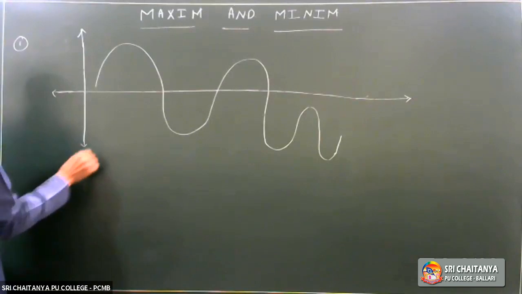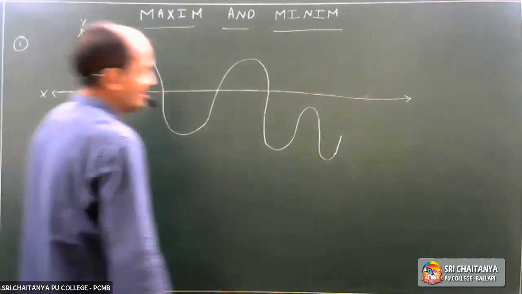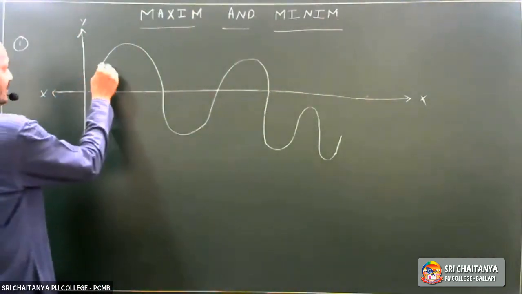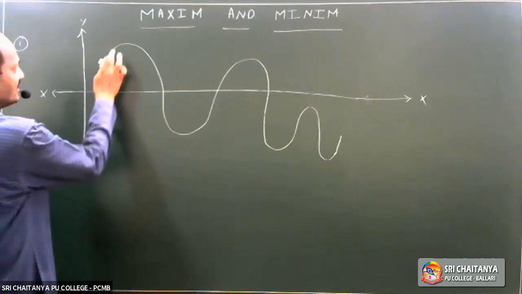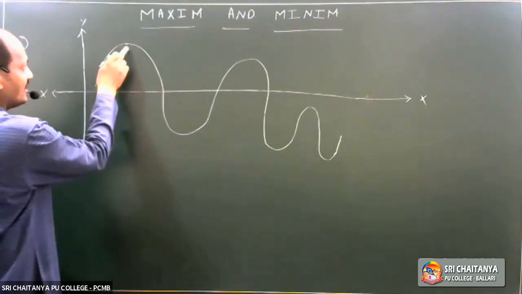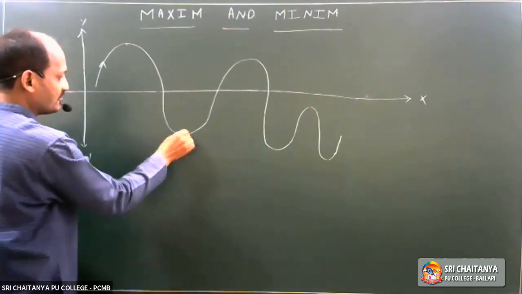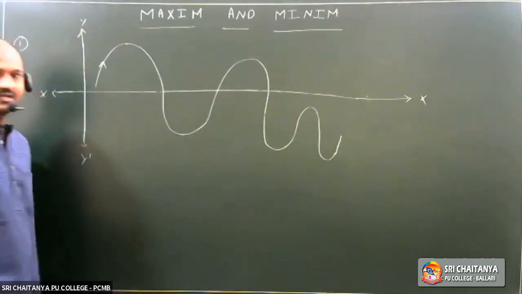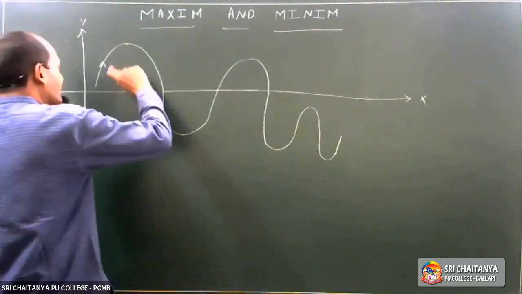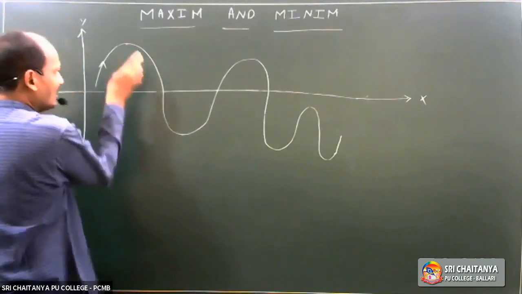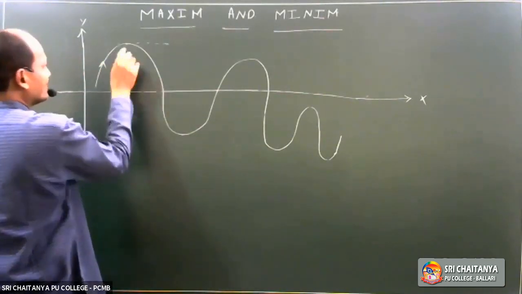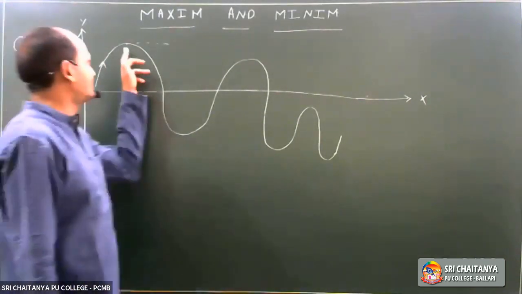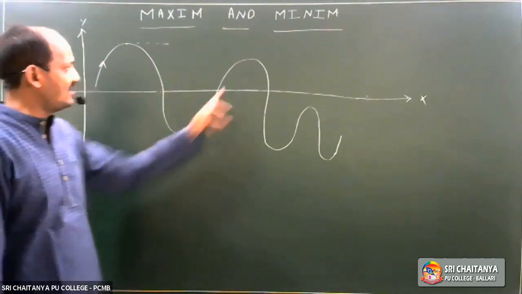Any curve. Already you know about increasing and decreasing. The curve is increasing up to this point. Again it is decreasing up to this point. It is again increasing, decreasing, increasing and decreasing. Again increasing. So it is called increasing and it is called decreasing. This point is called a turning point or a stationary point.